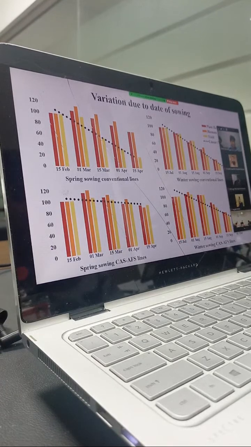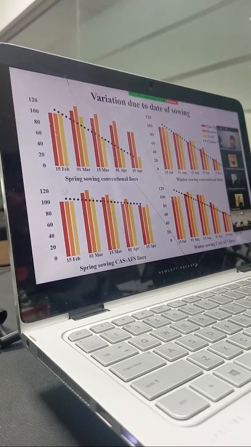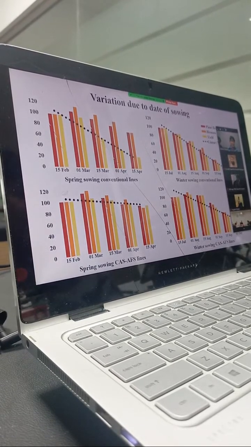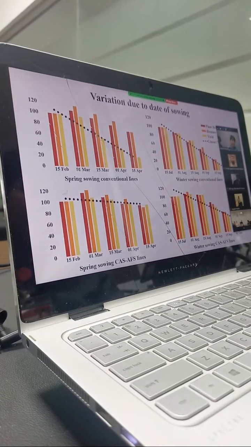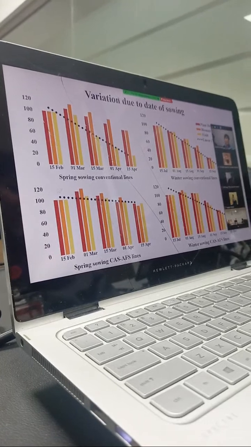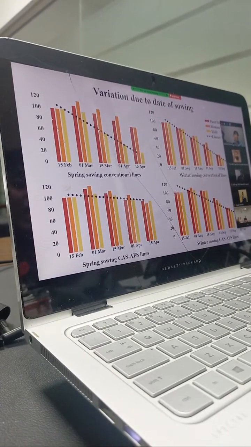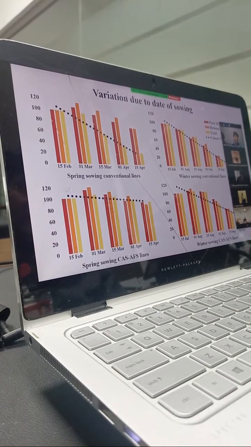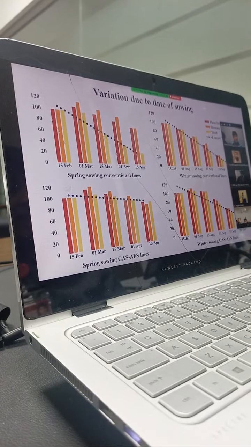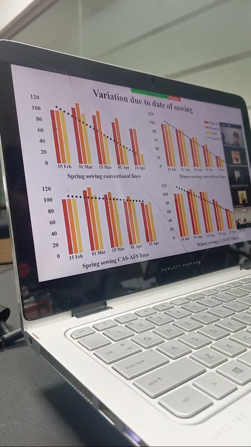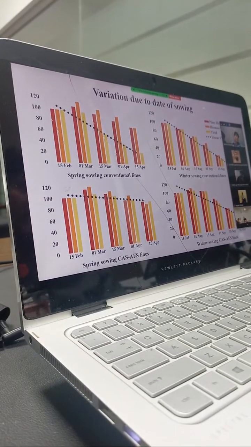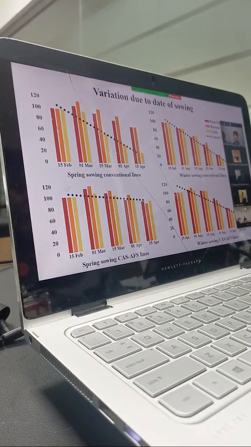On the left bottom right hand side, if you see, these are our advanced lines. Even in winter sowing or autumn sowing, they have better advantage compared to our conventional lines. Although they are reducing biomass, plant height, and yield, at the end of the day their yield advantage is almost 20% higher than the conventional line.